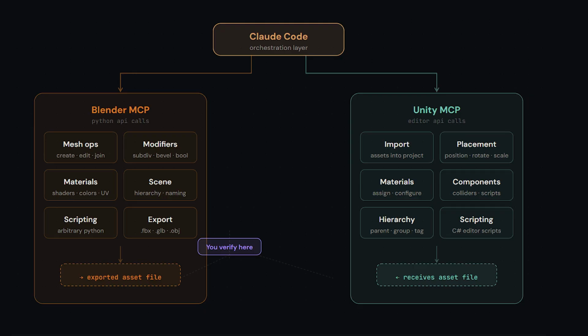Here we can see the breakdown of capabilities between the Blender MCP and the Unity MCP. Clearly, these things cannot do everything. They can't do everything in Blender. They can't do everything in Unity. They can do a lot of stuff, and a lot of the stuff that they can do are the tedious things that you don't know how to do or take a lot of your time or you just don't feel like doing.